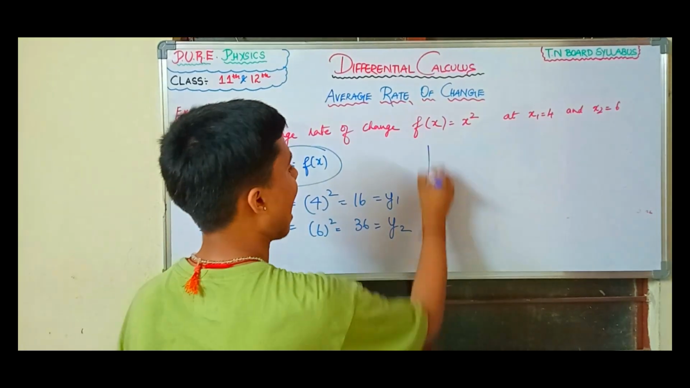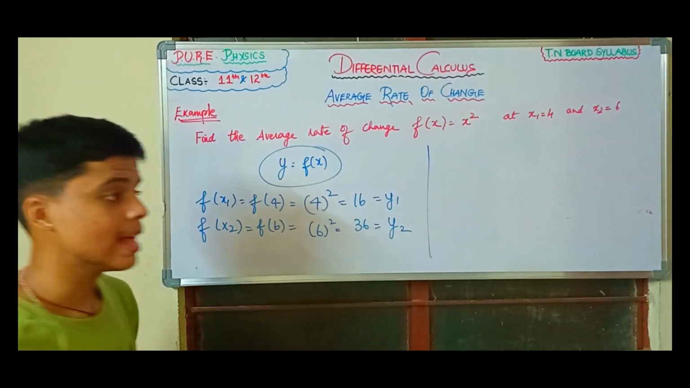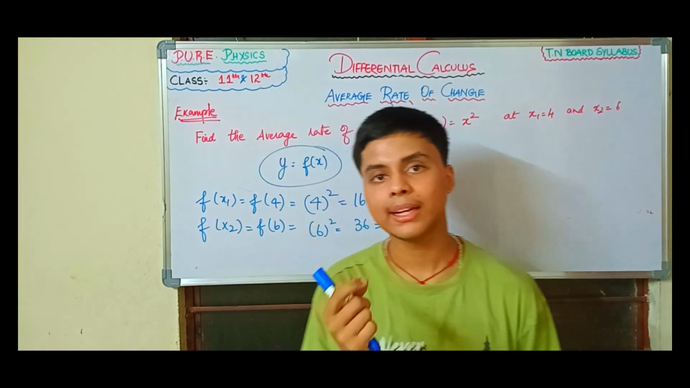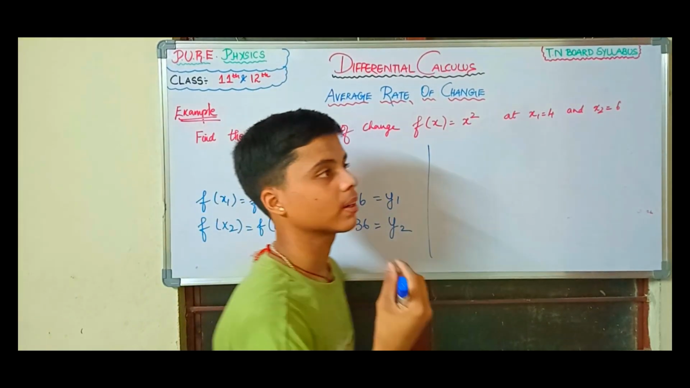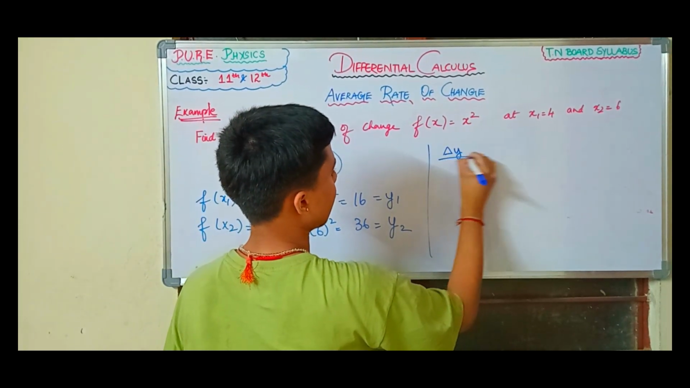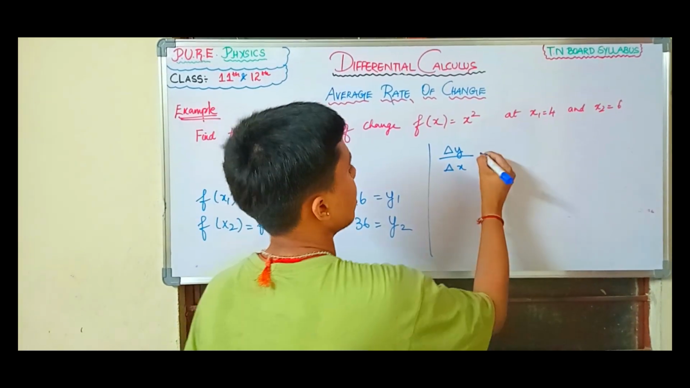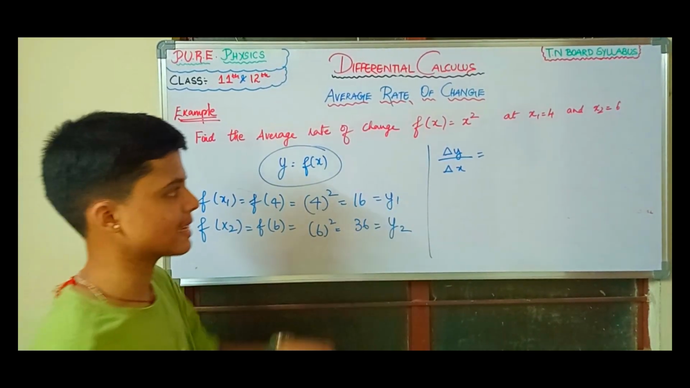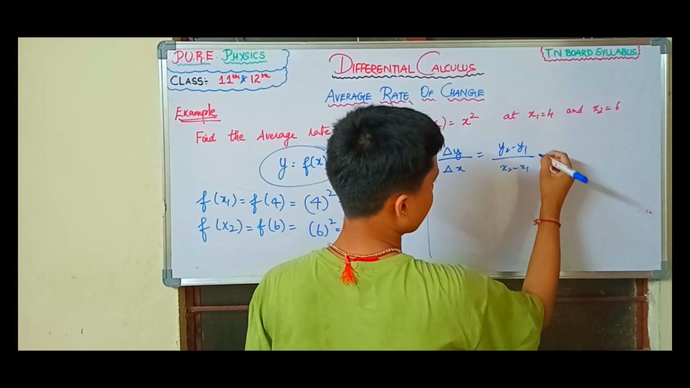Now I need to find the average rate of change of this equation. How do I find it? The definition is that it tells us how much the quantity y changes per unit quantity of change in x. That is, delta y by delta x will give us the average rate of change of the quantities. Now here delta y by delta x is y2 minus y1 by x2 minus x1.